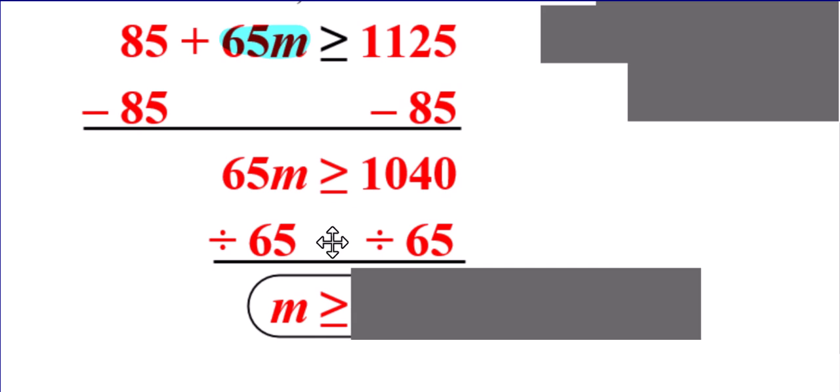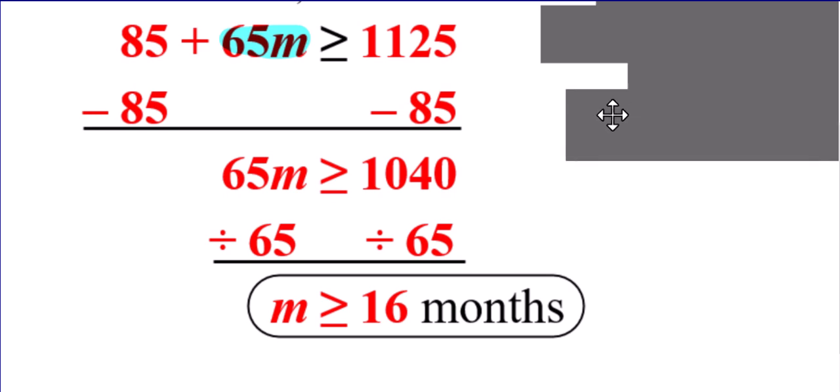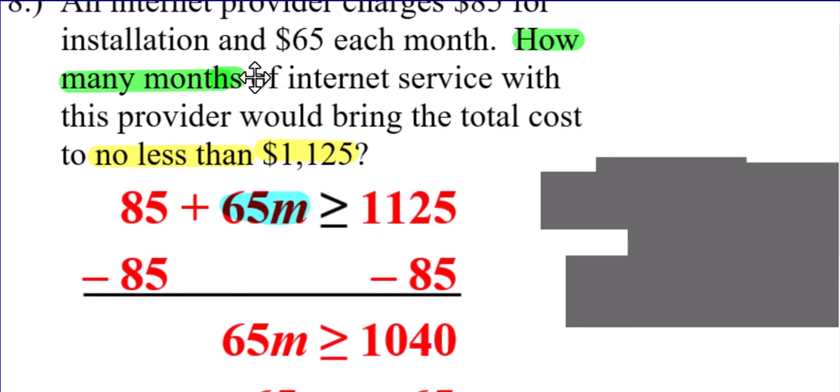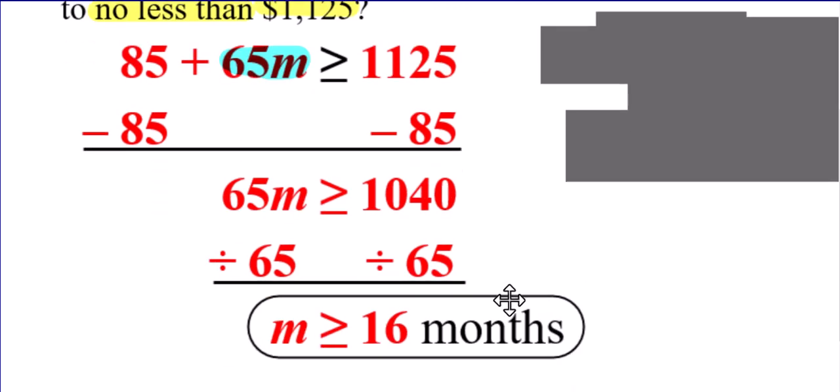If we were dividing by a negative or multiplying by a negative on both sides, then the inequality symbol would need to switch direction. All right, use your calculator. What is 1,040 divided by 65? You should have got 16. And since we are trying to find how many months, let's put the word months as the label on our answer. Okay, let's do another one together.